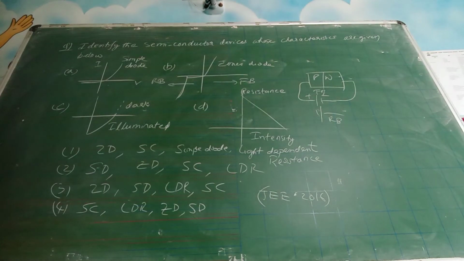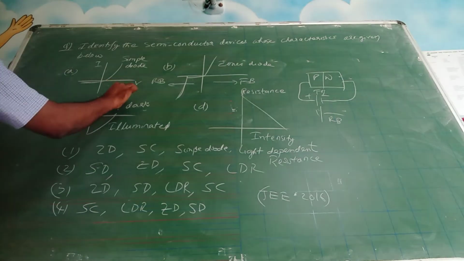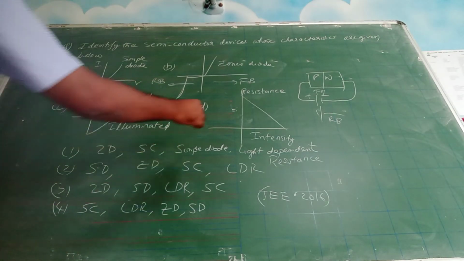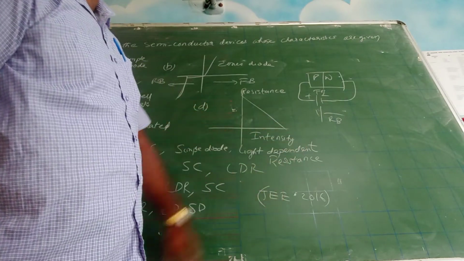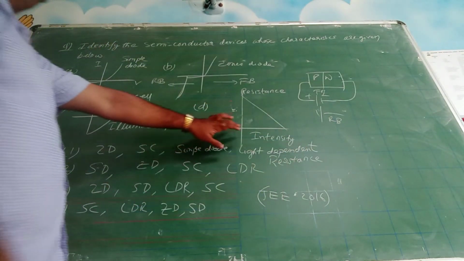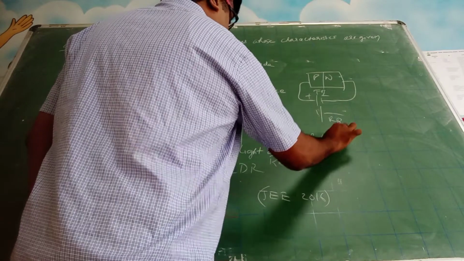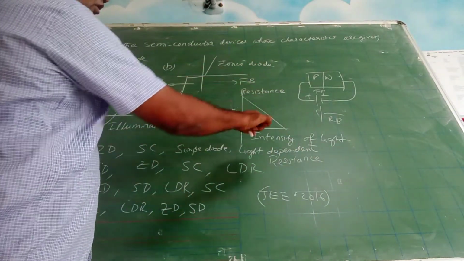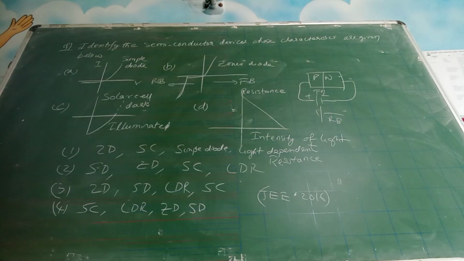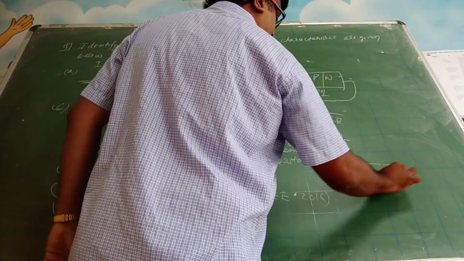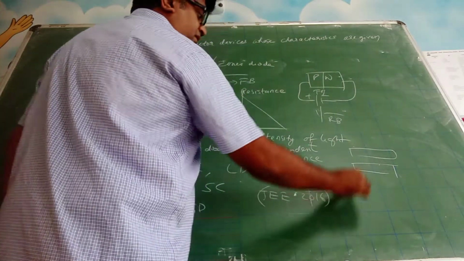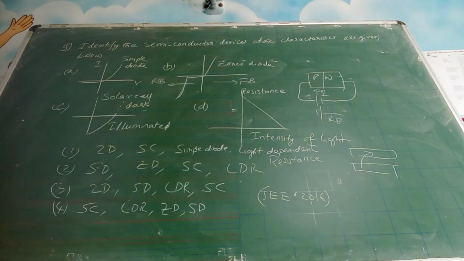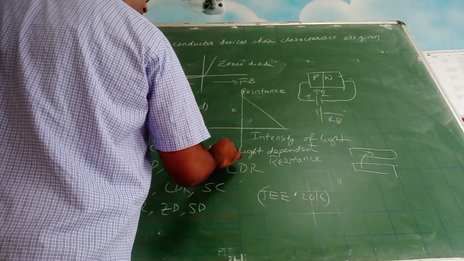Okay. Just now we have discussed what this is. This is our solar cell. And what is this? You can see that when the intensity of light is increasing, the resistance is dropping. Why is it dropping? Because there is a valence band, there is a conduction band, and the electron is able to move freely into the conduction band. If it is able to move freely, that means resistance has reduced, right? So this is a light dependent resistance.